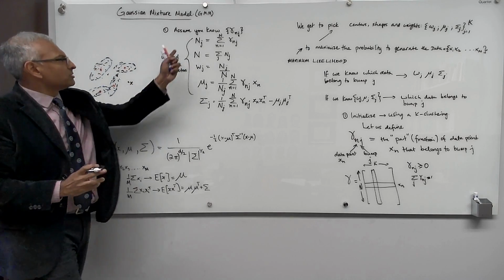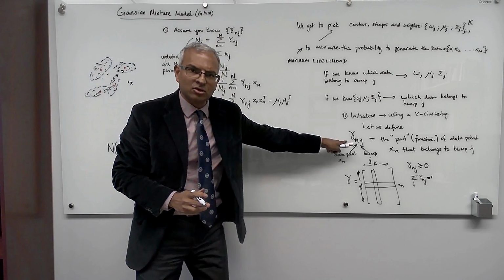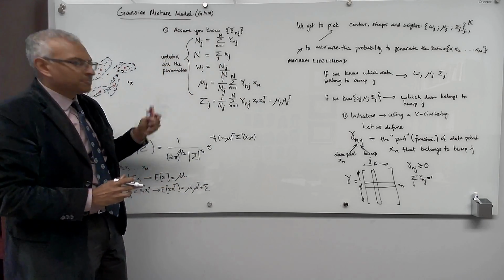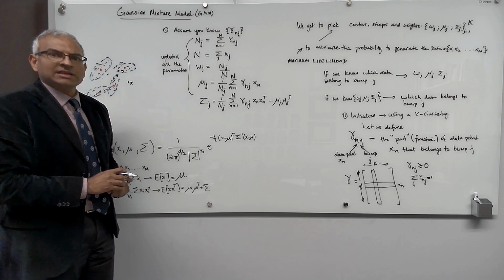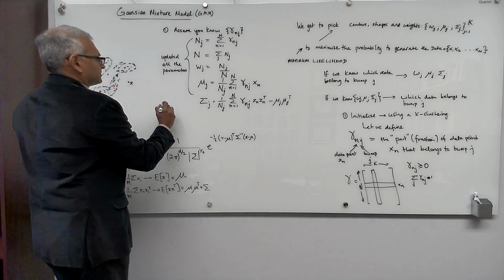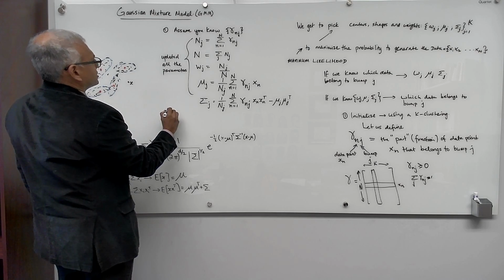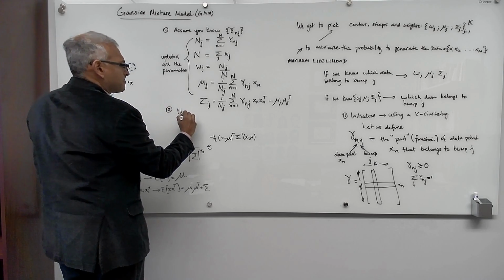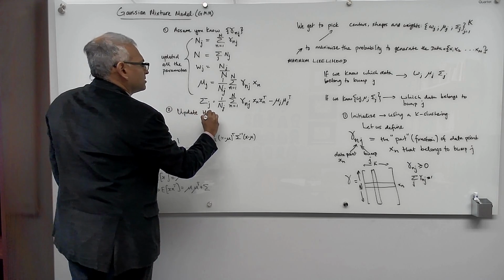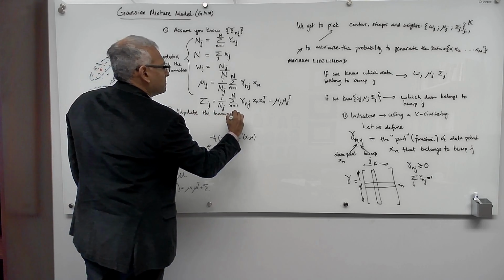So if I know the bump memberships, which I start off by knowing, then I can get updates for all the parameters. But now I can update the bump memberships. So step 2, update the bump memberships.